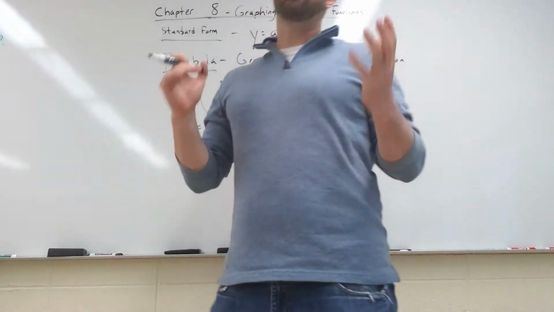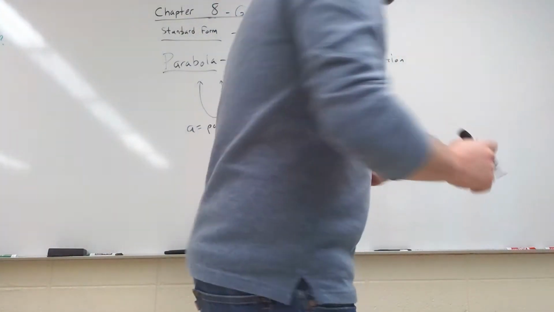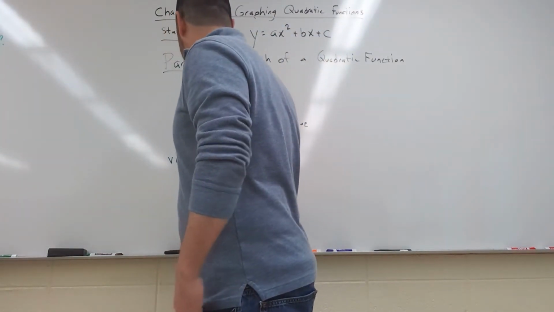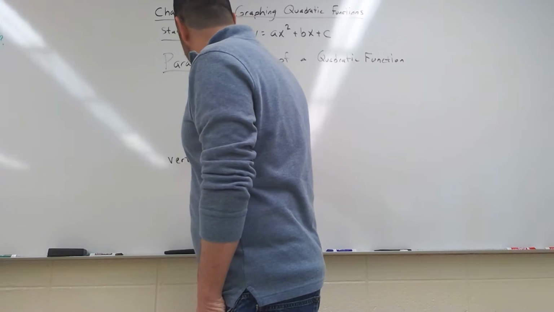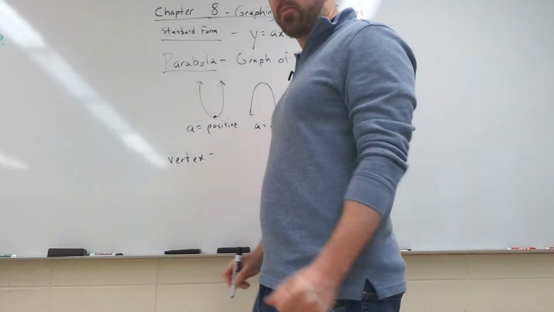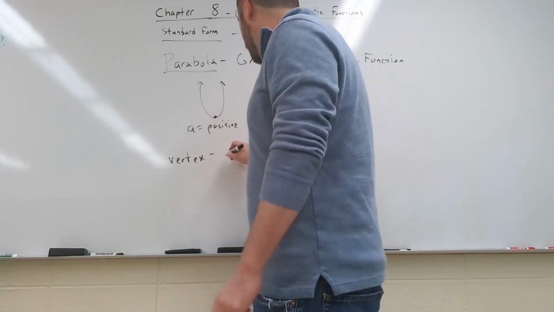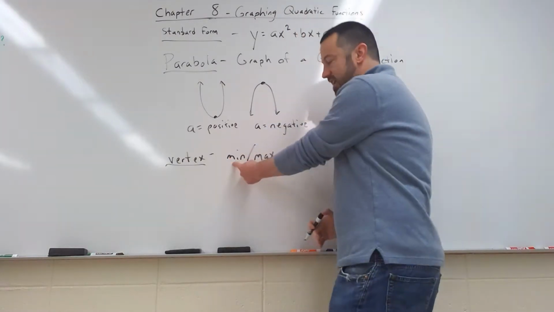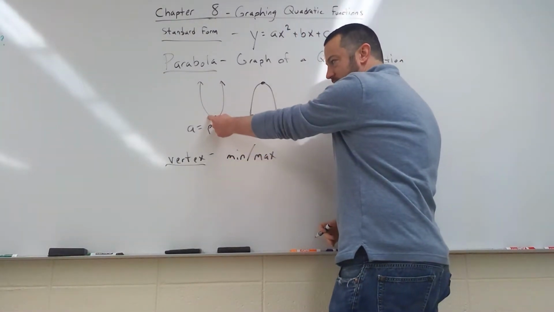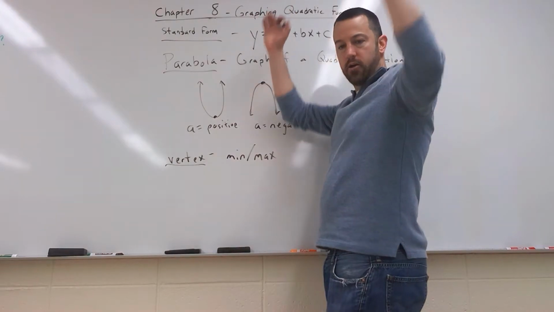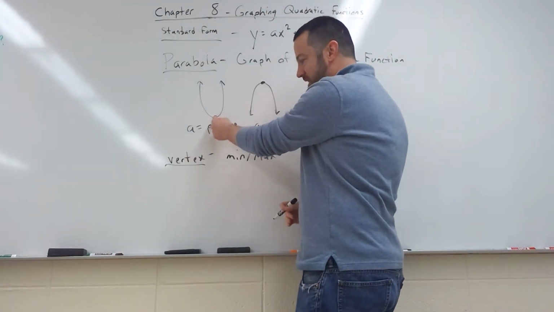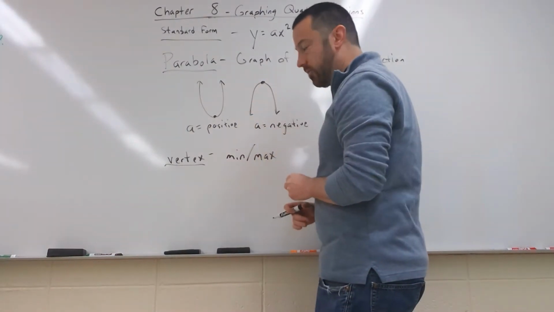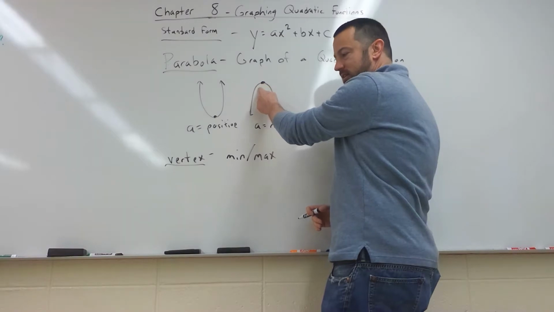Now, the most important point of your parabola is called the vertex. And the vertex is either the lowest point on the parabola or the highest point on the parabola. We'll say the minimum or the maximum. If we have a parabola facing upward, our U shape, then this is the minimum at the vertex. If we have a parabola facing downward, the maximum is our vertex.